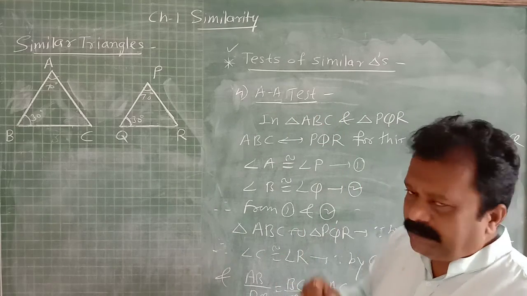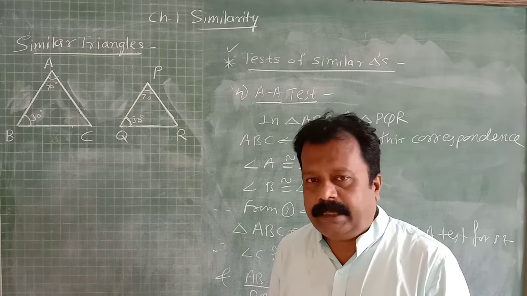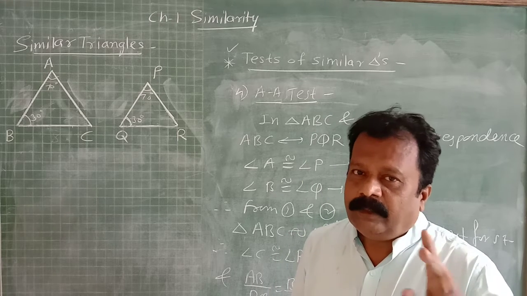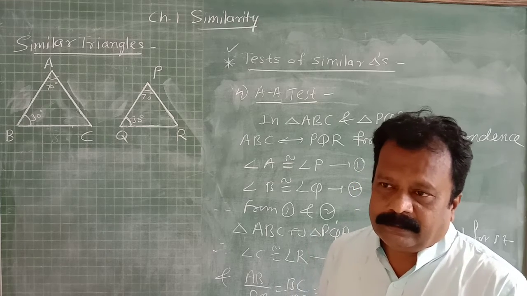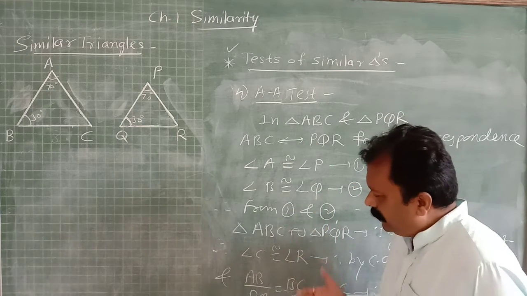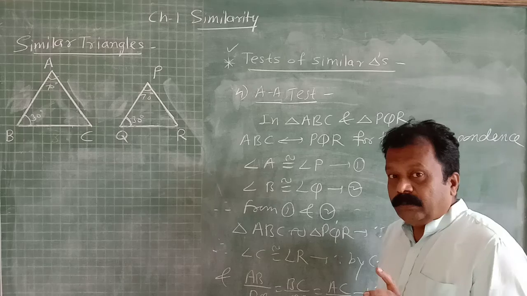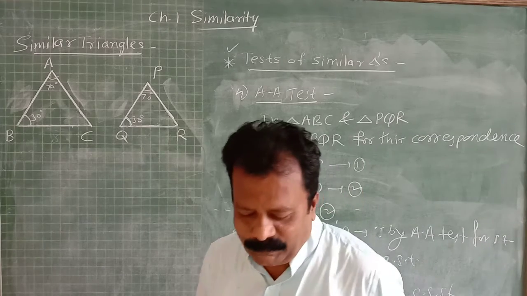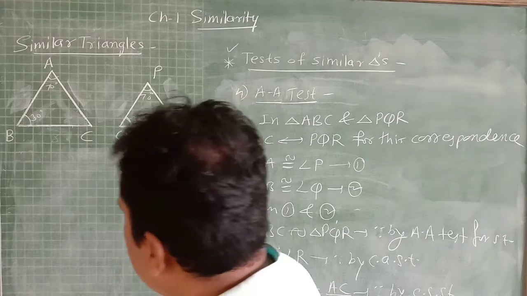Now, test number 1 is the SSS test. Second is the SAS test. Third is the AAA test. We are not using the third test. Fourth is the AA test for similar triangles. Now this is about the tests. Now one more time I am explaining how to write the correspondence according to the figure.